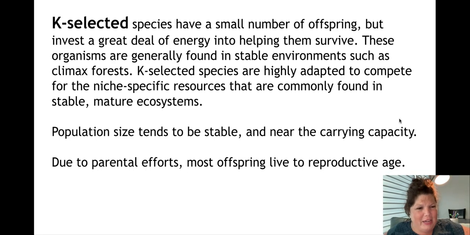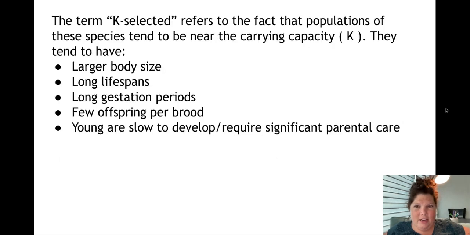Now, we haven't talked about carrying capacity yet, but the population size is going to be stable and it's going to be near that carrying capacity. And like I mentioned, because of those parental efforts, those offspring are going to live to their reproductive age. The term K-selected comes from this carrying capacity, meaning that we're going to create populations that are close to carrying capacity as much as that organism and that population can handle.